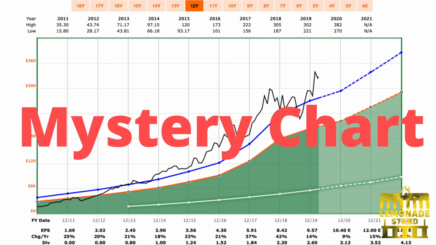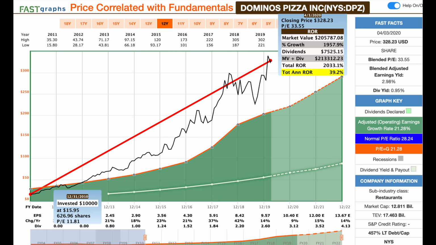All right, finally, now for that mystery chart from last week. This company's stock returns have destroyed Amazon, Google, and Microsoft during this last decade. And the answer is Domino's Pizza. Who would have guessed? Not something I'd recommend now, but pizza does sound really, really good.